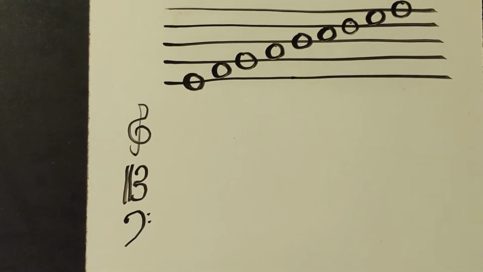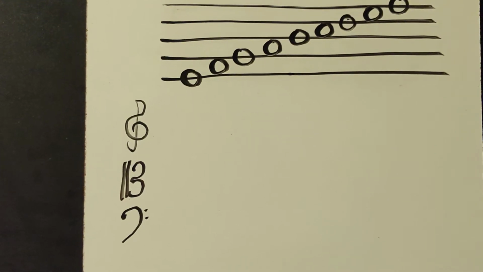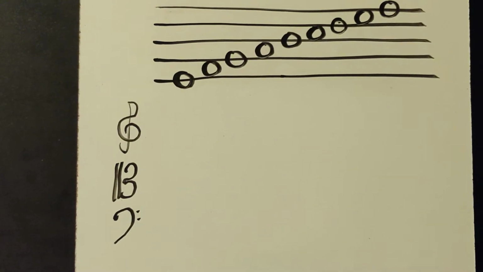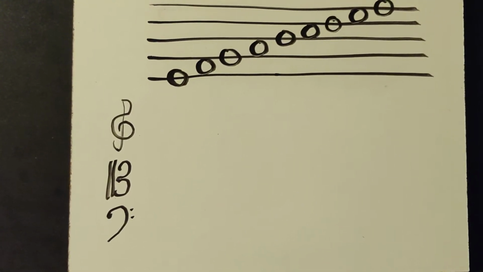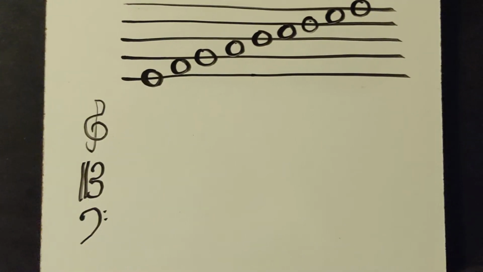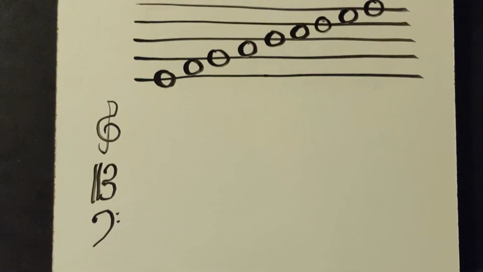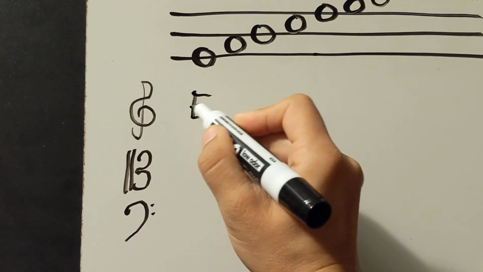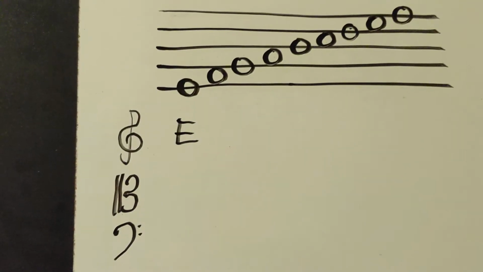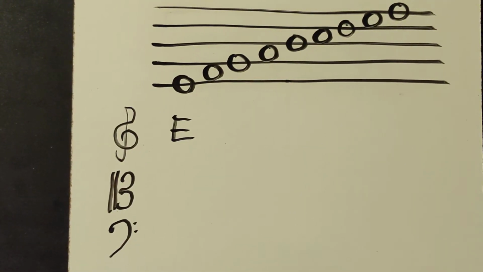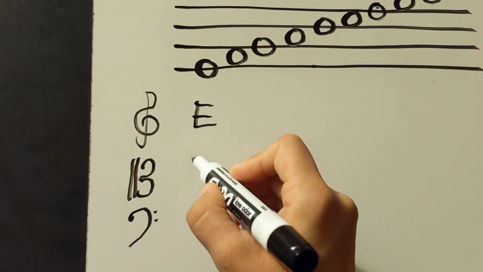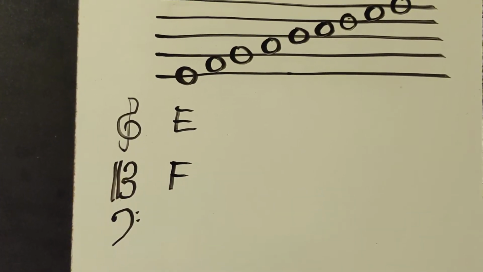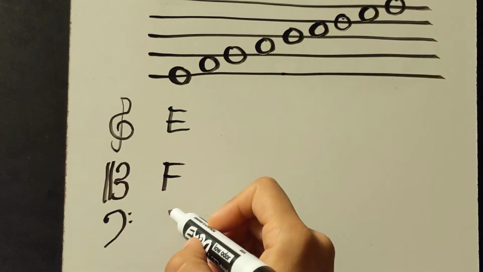All right. Now let's talk about naming the lines and spaces. Now hopefully you remember from your clef song the different phrases that go along with it. So for treble clef, you have the bottom line as the note E. For alto clef, that bottom line is the note F. For bass clef, that bottom line is the note G.